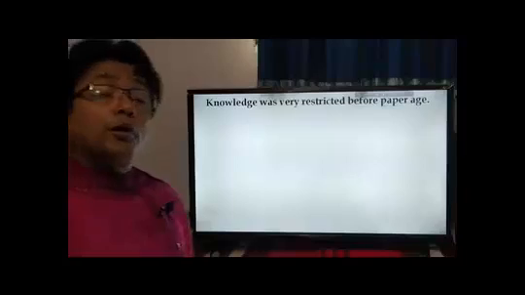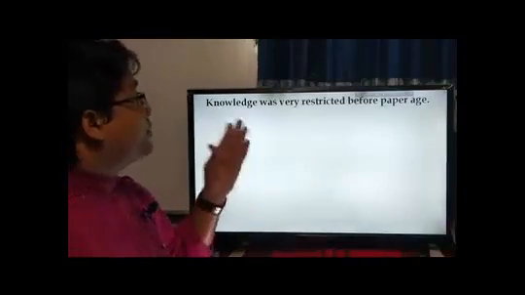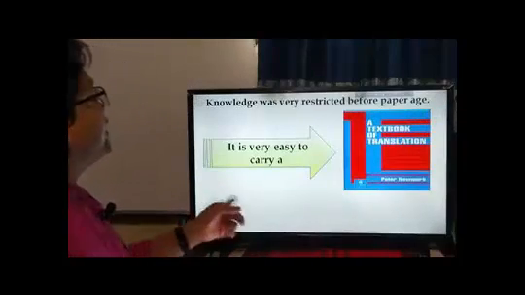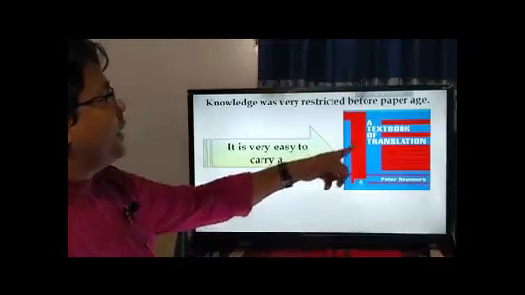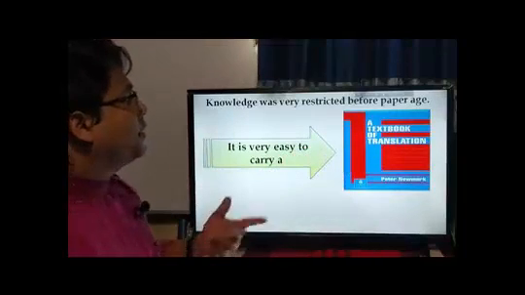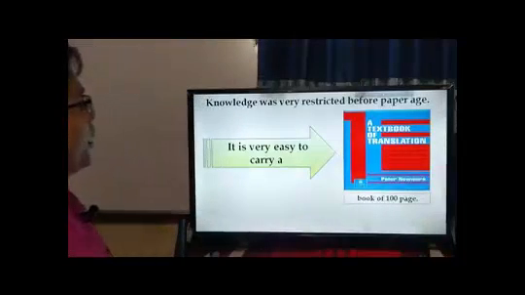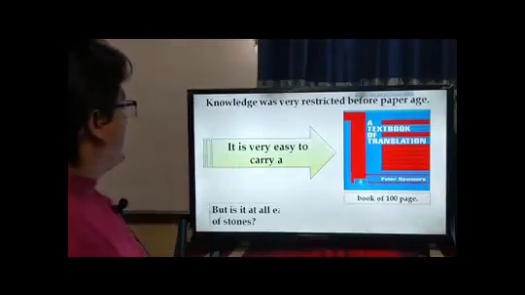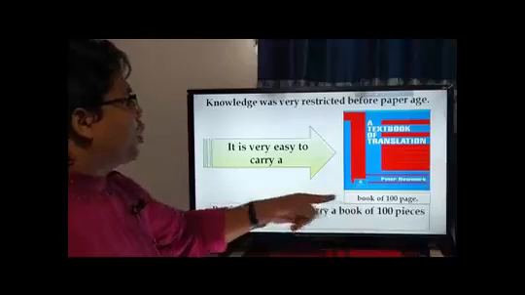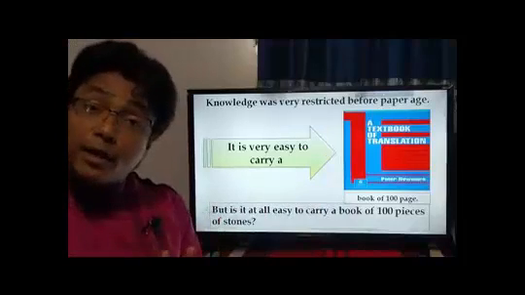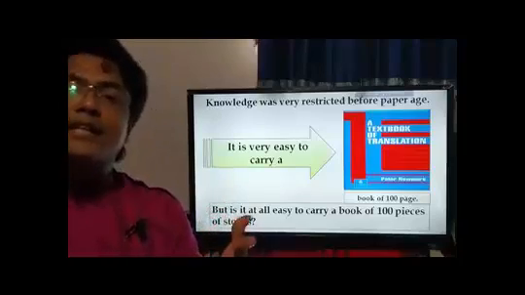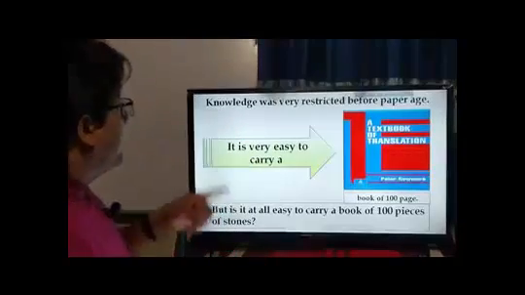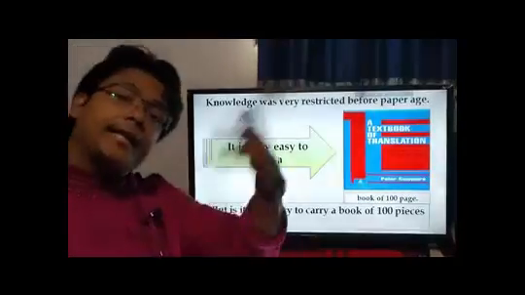Here you see, knowledge was very restricted before the paper age. Why? Paper is very easy to carry. Here, a textbook of translation. It is very easy to carry a book of 100 pages. But is it easy to carry a book of 100 pieces of stones? Is it possible? You can just imagine. Then you can realize why knowledge was very restricted at that time.